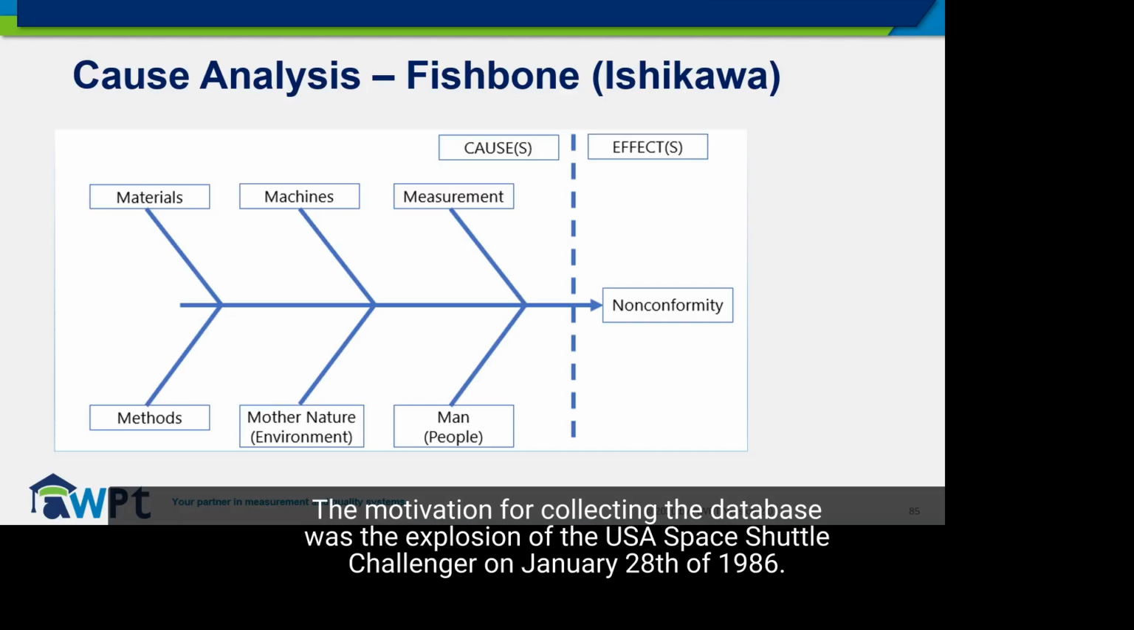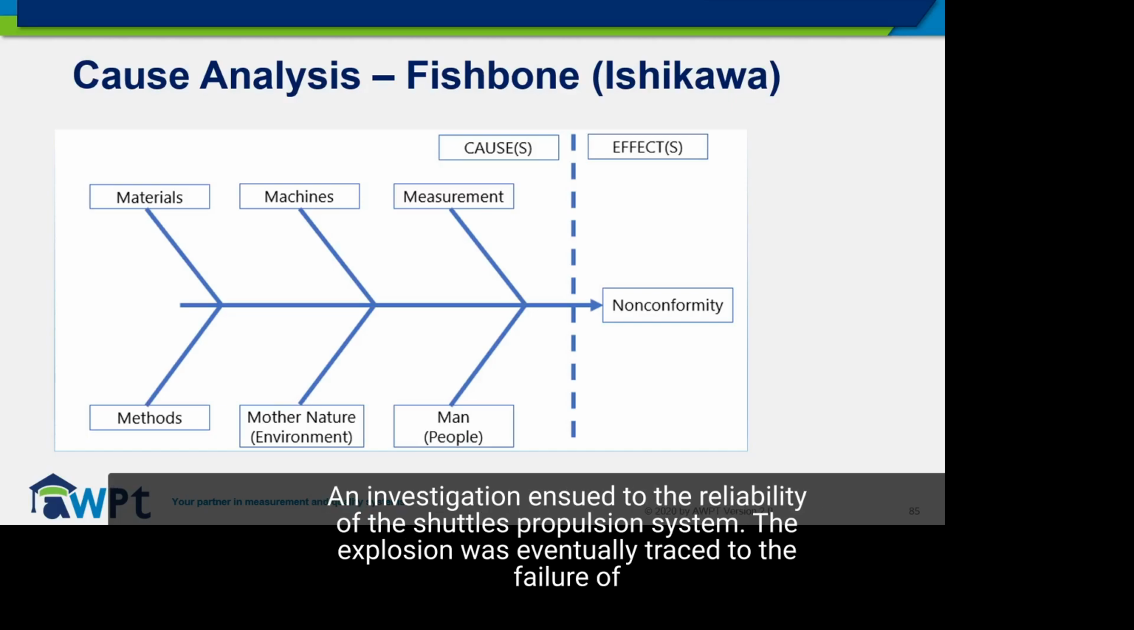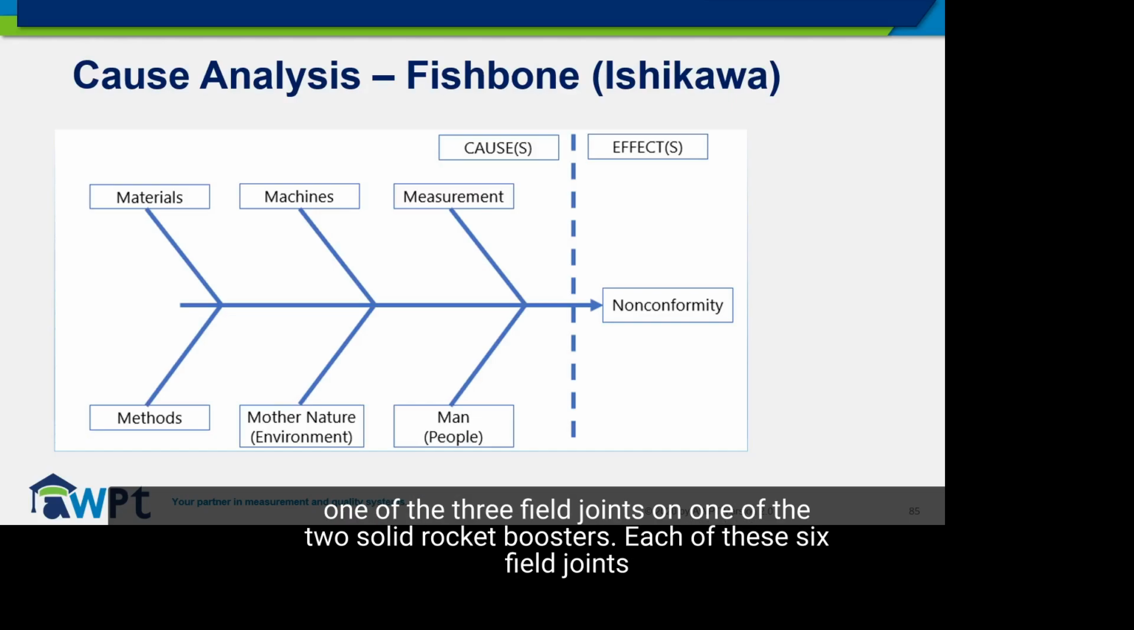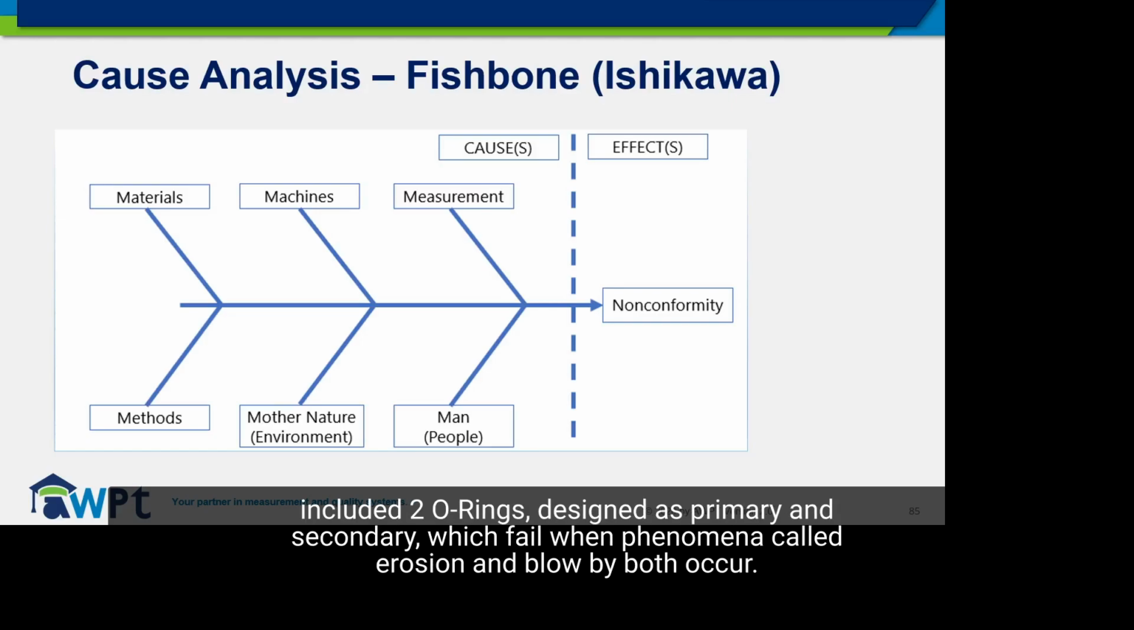The motivation for collecting this database was the explosion of the USA Space Shuttle Challenger on January 28th of 1986. An investigation ensued into the reliability of the shuttle's propulsion system. The explosion was eventually traced to the failure of one of the 3 field joints on one of the 2 solid rocket boosters. Each of these 6 field joints includes 2 O-rings designed as primary and secondary, which fail when phenomena called erosion and blow-by both occur.